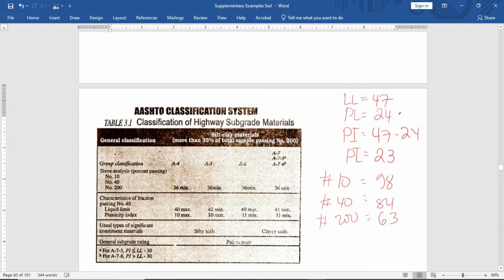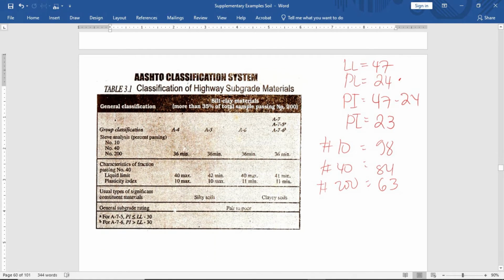So, tingnan natin ulit yung table kung paano ulit gagamitin. Okay sila lahat sa 10 tsaka sa 40. Dun sila sa number 200. Okay naman lahat kasi minimum is 36. Kaya okay. Dun sila magtatalo sa liquid limit. So, liquid limit natin is 47.